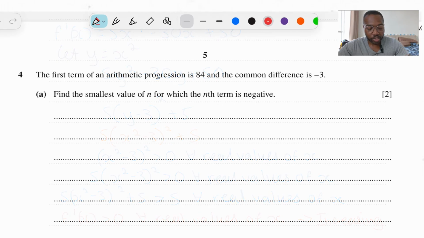it will always be greater than 0. Question 4, we have the first term of an arithmetic progression is 84, okay? And the common difference is minus 3. Find the smallest value of n when the nth term is negative.